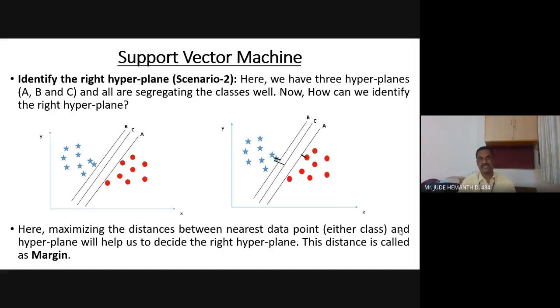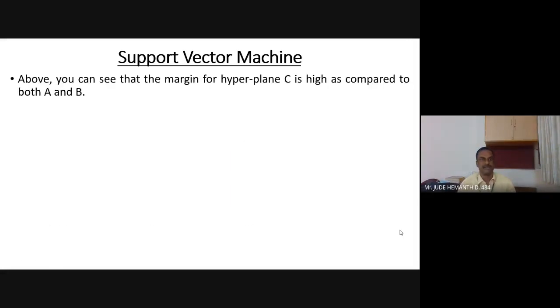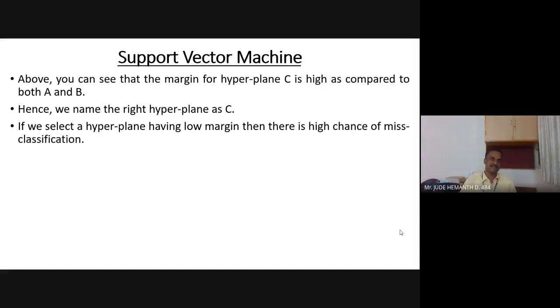So when you choose an SVM, make sure whether your conditions fall under the first category or the second category or the categories which I am going to discuss with you. Above, you can see that the margin for hyperplane C is high as compared to both A and B. Hence we name the right hyperplane as C.